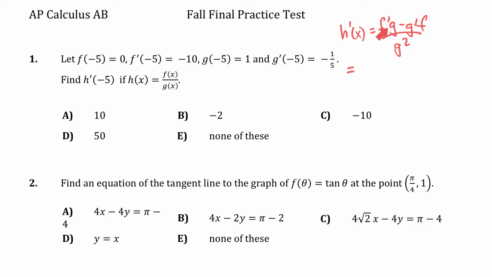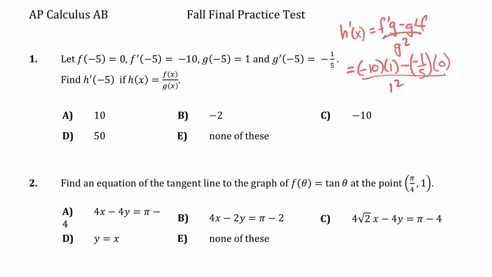What is f prime of negative 5? It is negative 10. So the first thing I'm going to write is negative 10. And then g of negative 5 is 1, so negative 10 times 1, minus g prime. G prime of negative 5 is negative 1/5, so I'm going to write negative 1/5. And f of that is 0, so that is times 0, all over g squared. And g of negative 5 is 1, so we just put 1 squared.